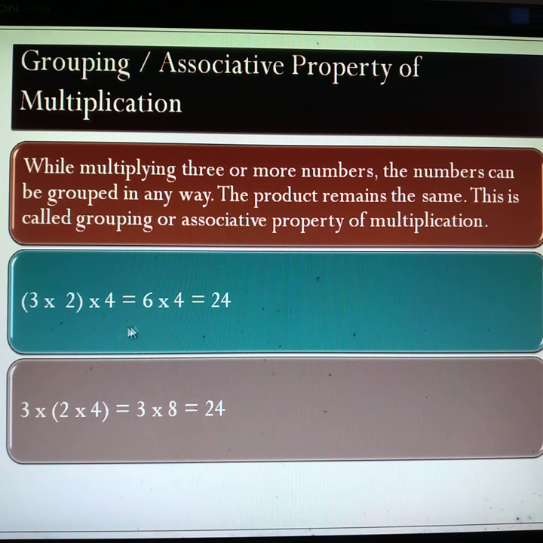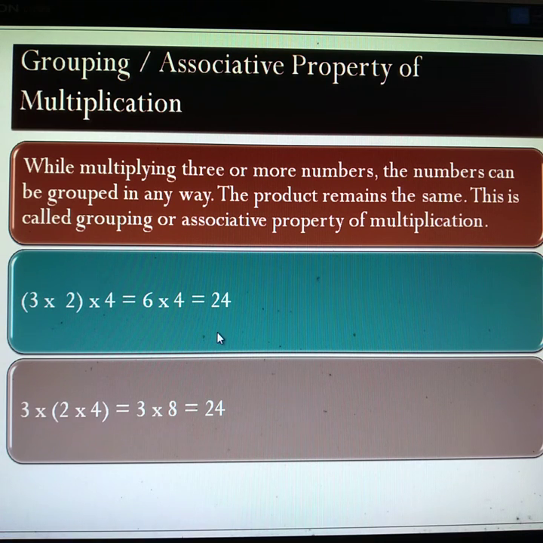Now, see here by example. The three numbers here we multiply are 3, 2 and 4. Now, if we group the first two numbers, 3 into 2, bracket close, into 4. So, we have to solve this first bracket, 3 into 2 equal to 6. Now, this 6 is multiplied by 4. So, 6 fours are 24.